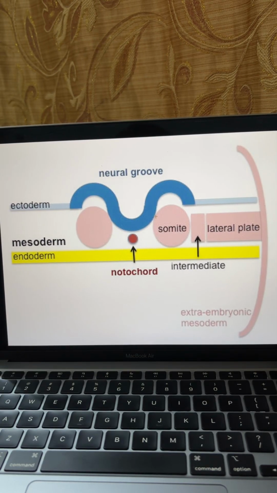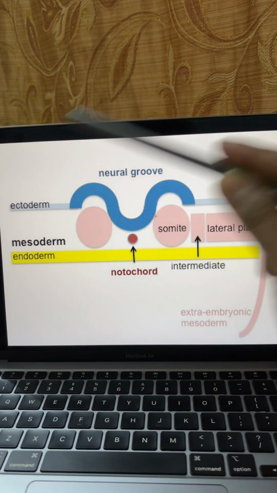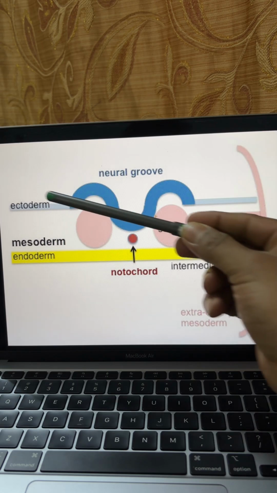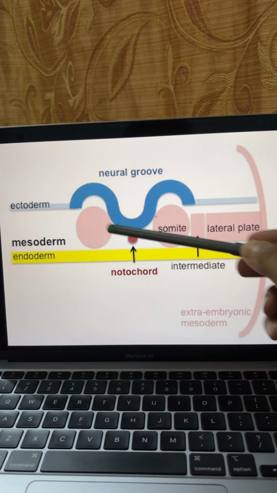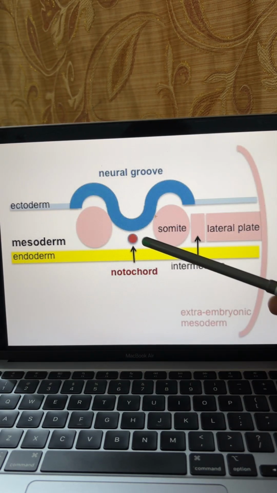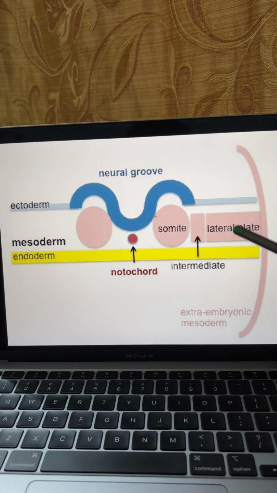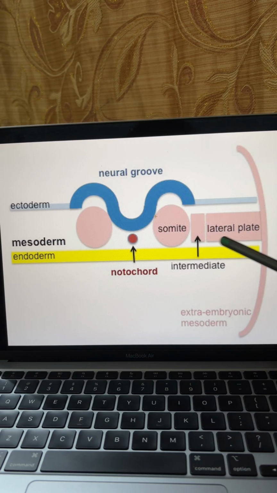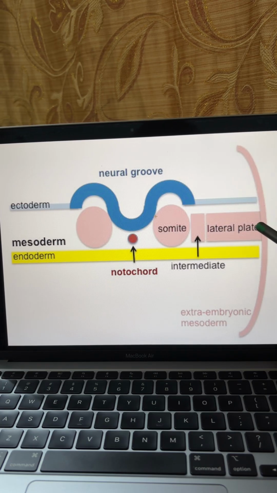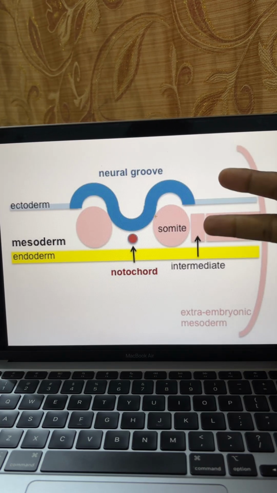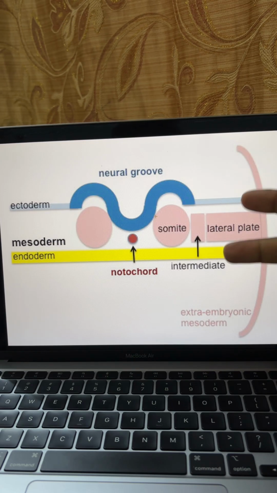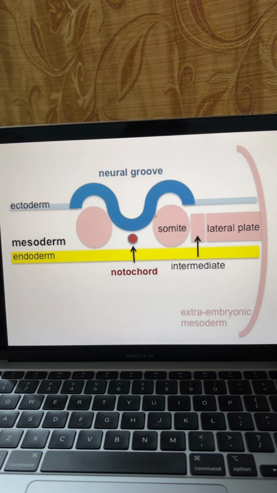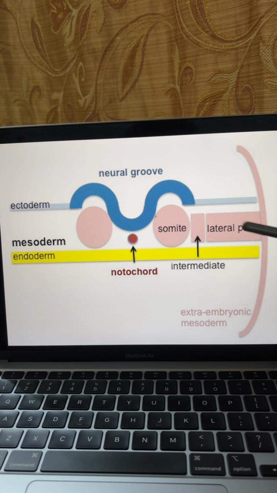Before starting my lecture, I want to show you some pictures. In the embryonic stage, we have ectoderm, mesoderm, and endoderm. This is the neural groove, this is the notochord, and this is the lateral plate mesoderm. We'll talk in detail about this. Remember this picture. This lateral plate mesoderm splits into two layers, that is somatopleuric mesoderm, and the second one is splanchnopleuric mesoderm. So remember this lateral plate mesoderm.